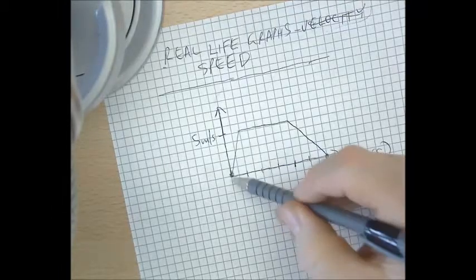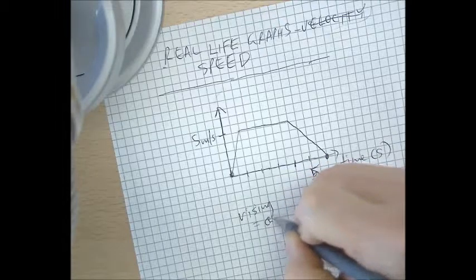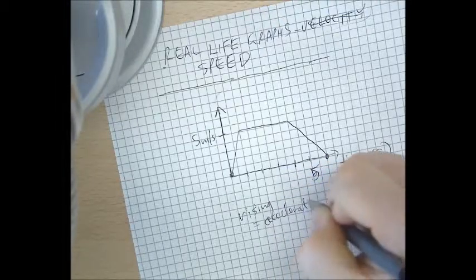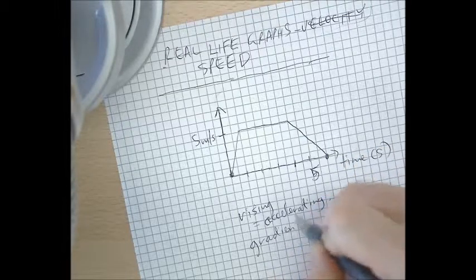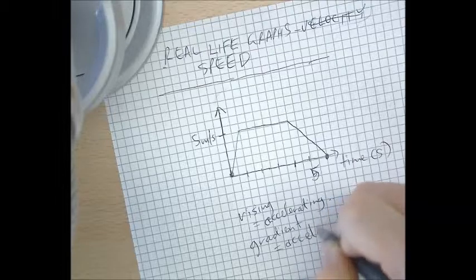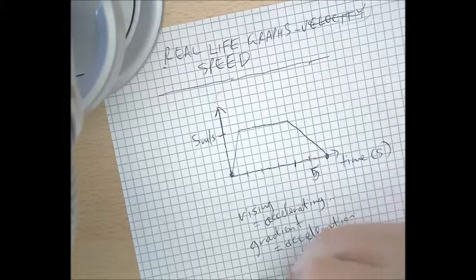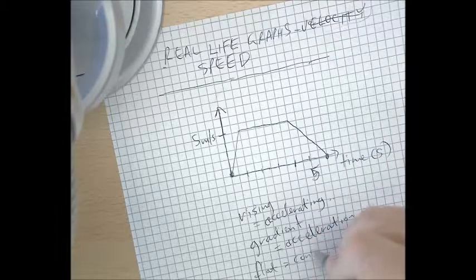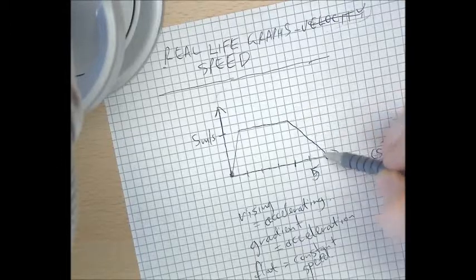Okay? If it's rising, it means accelerating. Do you already know this in physics? Okay? The gradient, if you work out the gradient, you can actually put a figure on the acceleration. If it's flat, that just means constant speed. So not getting faster, not getting slower. And the fact that it's going down does not mean you're returning anywhere. It just means that you're slowing down.